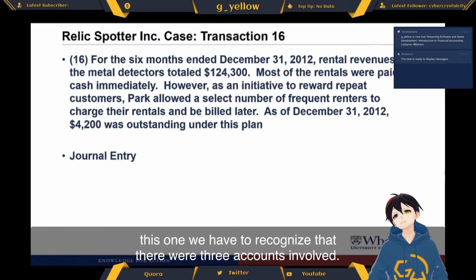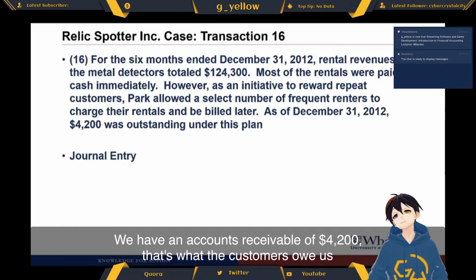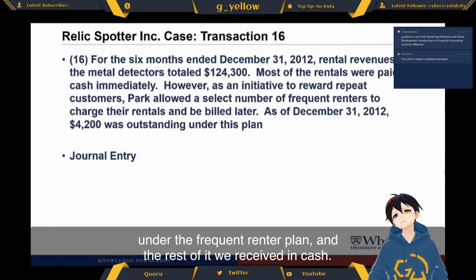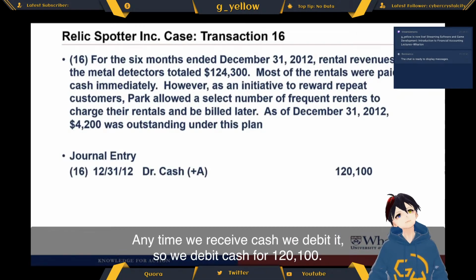To do the journal entry for this one, we have to recognize that there were 3 accounts involved. We got rental revenues of $124,300. We have an accounts receivable of $4,200. That's what the customers owe us under the frequent renter plan. And the rest of it we received in cash. So the difference between $124,300 and $4,200 is $120,100. Anytime we receive cash, we debit it, so we debit cash for $120,100.